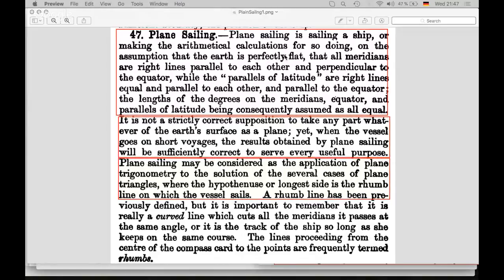Yeah. So plain sailing is sailing a ship, or making the arithmetical calculations for doing so, on the assumption that the Earth is perfectly flat. Where have we heard that before? That all meridians are right lines parallel to each other and perpendicular to the equator, while the parallels of latitude are right lines equal and parallel to each other and parallel to the equator. The lengths of the degrees on the meridians, equator, and parallels are consequently assumed as all equal.